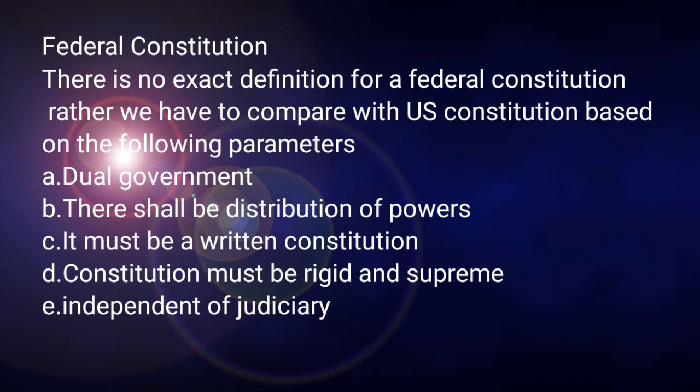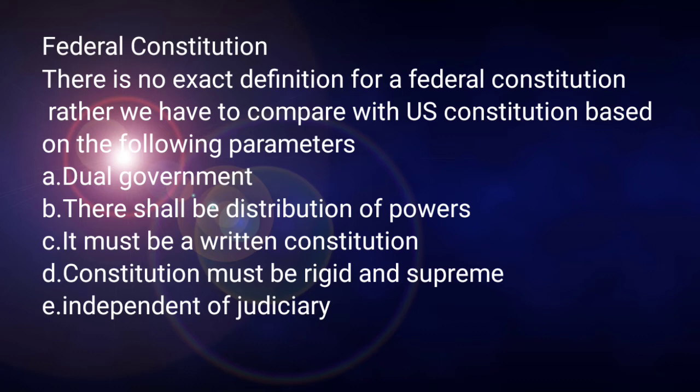And the third parameter which we have to match is that it must be a written constitution, because only a written constitution can become a federal constitution. And the reason is, if it is an unwritten constitution, in that case parliament is supreme. So parliament has all the powers.